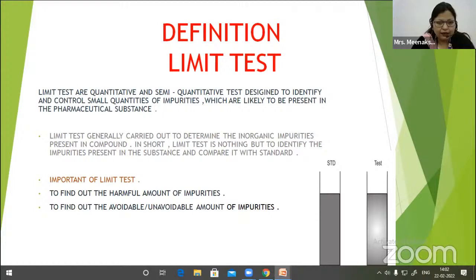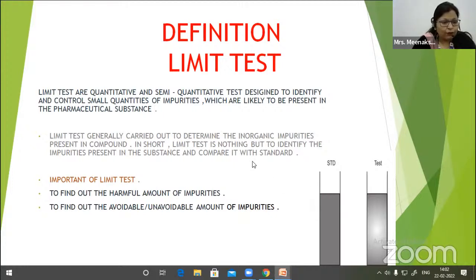As you can see here in the diagram, there is one standard and there is one test. So limit test is usually a comparison method. In that, test is a sample and standard is the standard solution. So we compare this test with the standard.